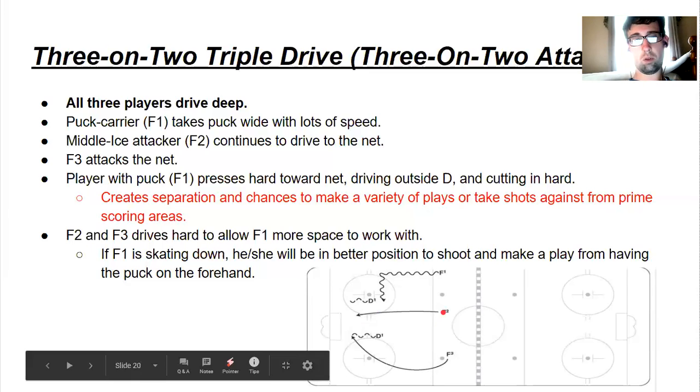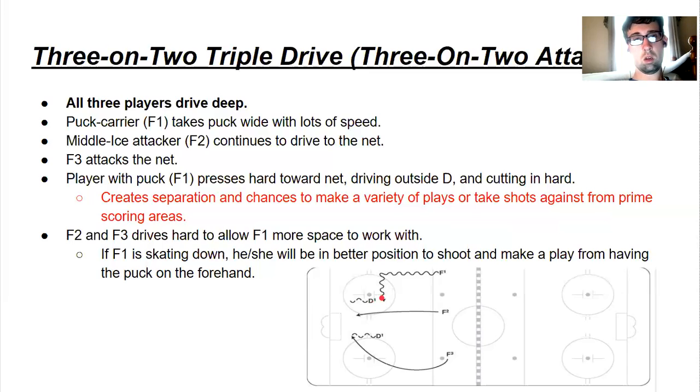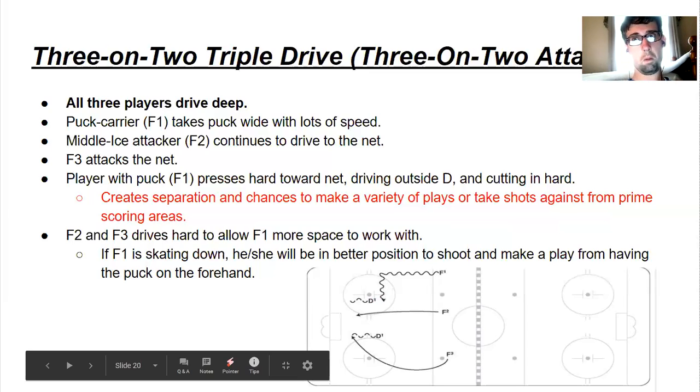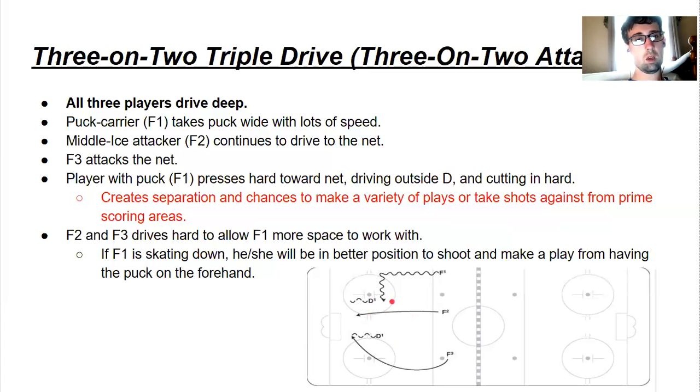Forward 3 drives hard to allow forward 1 more space to work with. If forward 1 is skating down, he or she will be in better position to shoot and make a play from having the puck on the forehand. If forward 1 is skating down here, he or she will be in better position to shoot and make a play from having the puck on the forehand.